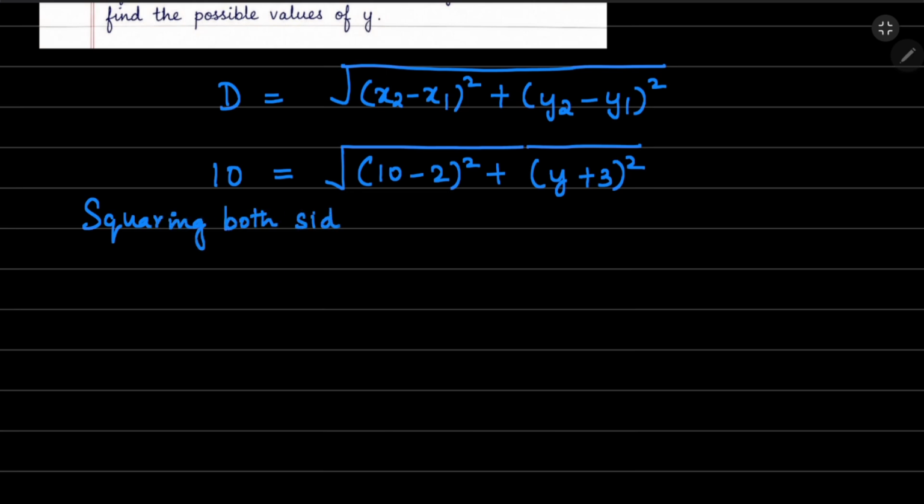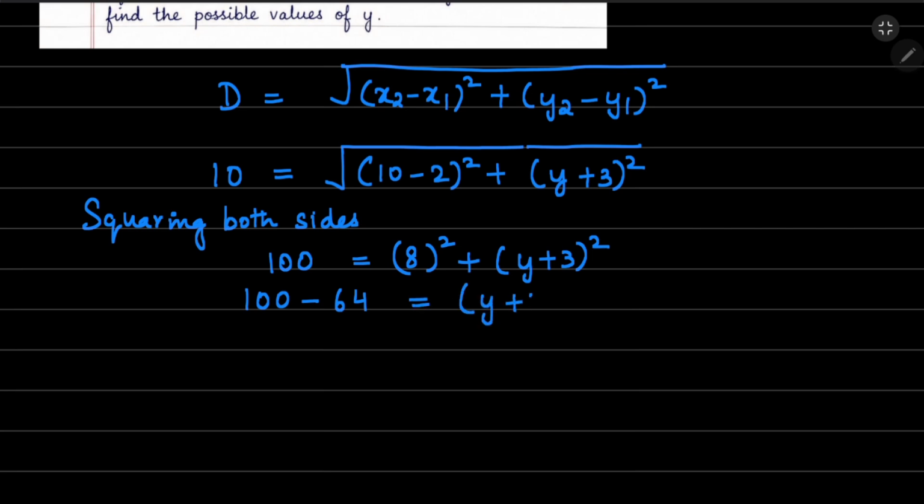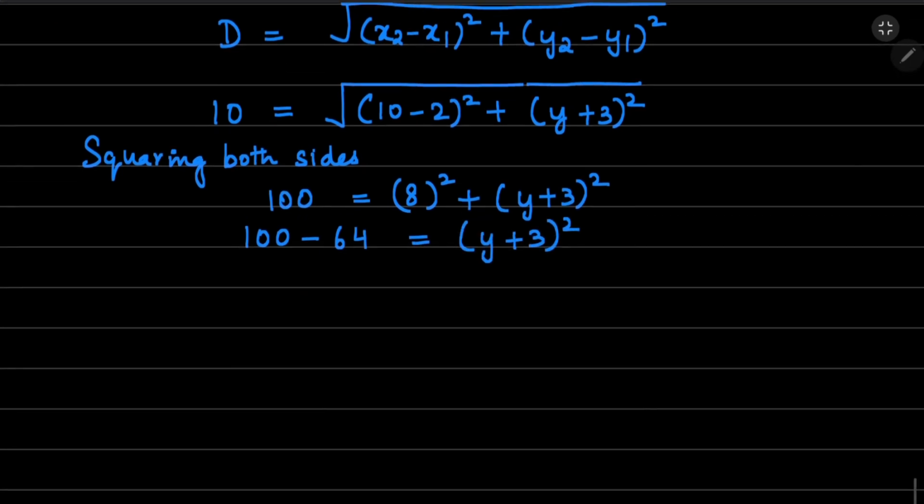So squaring both sides, what do you get? 100 is equal to 10 minus 2, that is 8 square. When you squared on both the sides, the square root got removed. Plus y plus 3 the whole square. So this is nothing but 100 minus 8 square, which is 64, equal to y plus 3 the whole square. So what is 100 minus 64? It is 36 equal to y plus 3 the whole square.